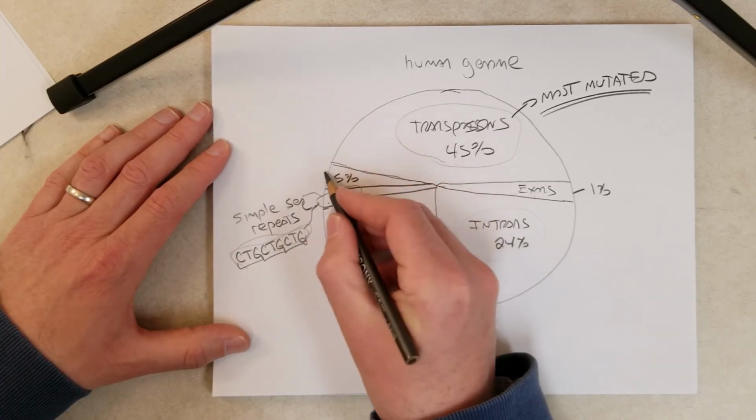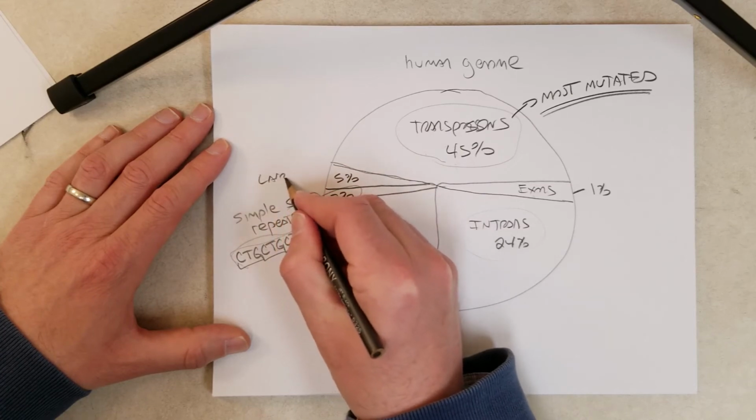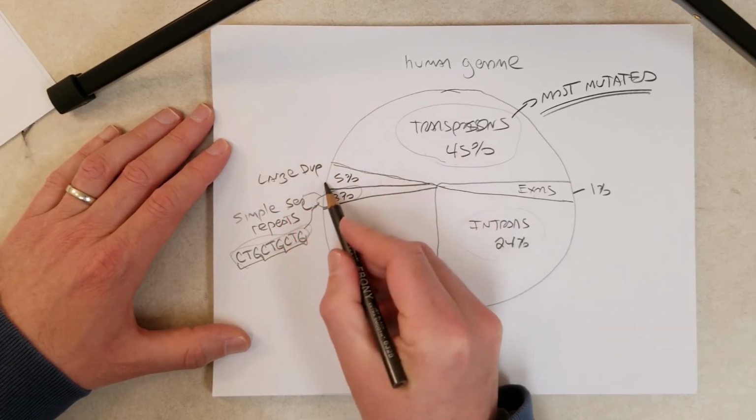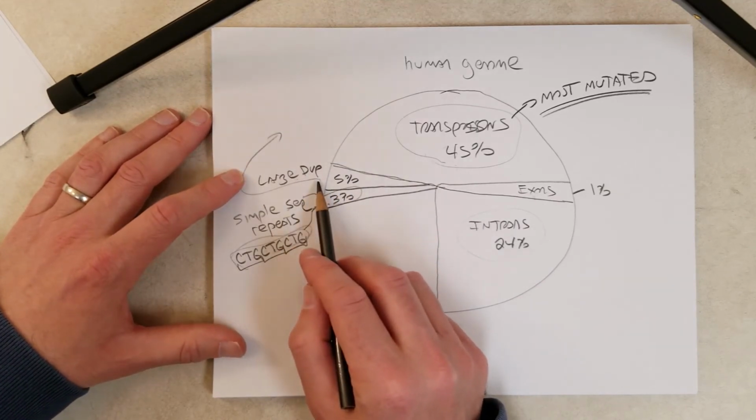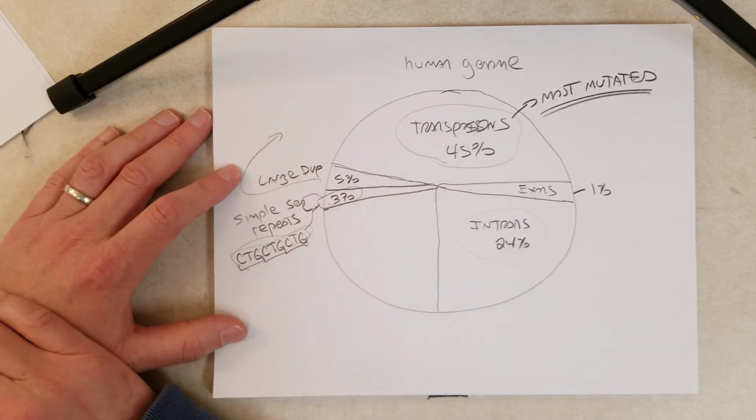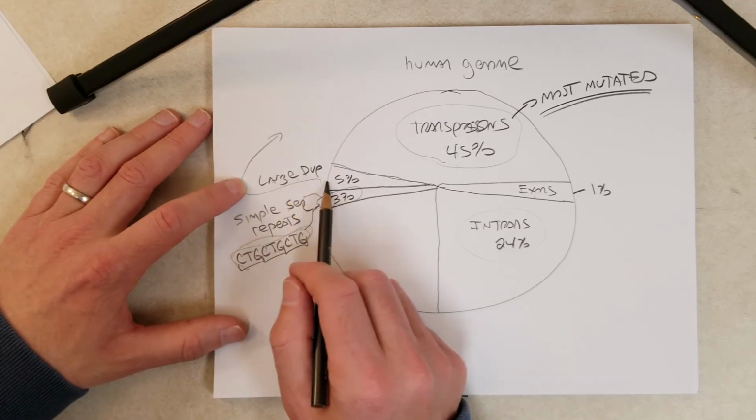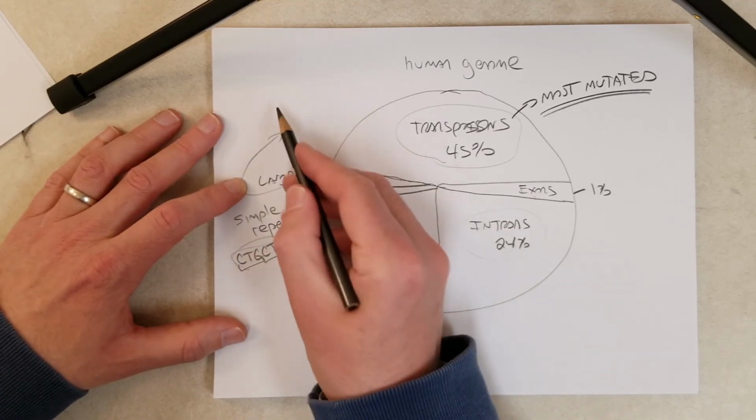So 5% are what we're going to call large duplications. I wish I had a specific example about one of these, but I don't have any specific example for you yet. I think in the next iteration of the course, I will focus in on and find an example of a large duplication.